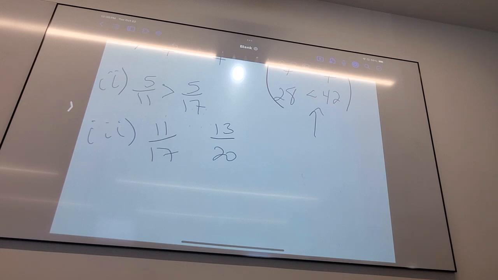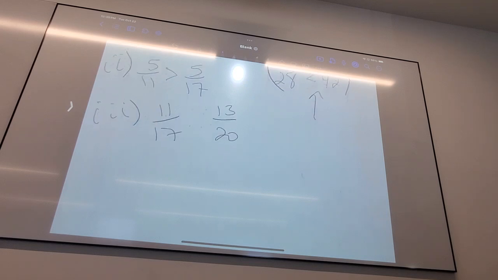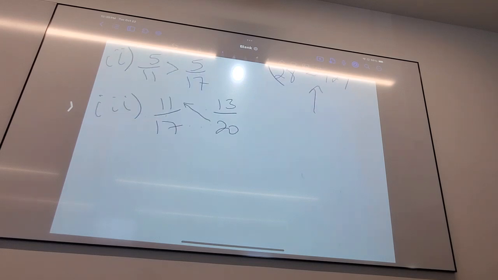So what would you do here? Cross multiply, exactly, right? So 20 times 11: what's 20 times 10? What's 20 times 1? So what's 20 times 11? 220. 17 times 13: 17 times 10 is 170. 17 times 3, 51, so you get 221. I didn't even mean to make it that close.